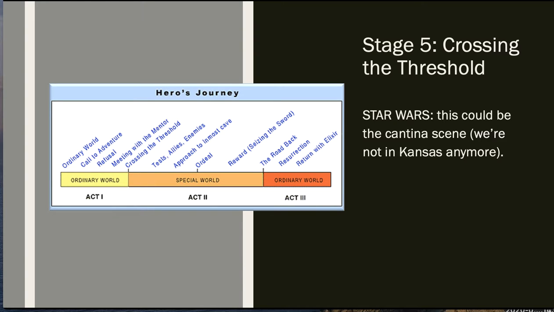In Star Wars, crossing the threshold could be the cantina scene. It's that sense of we're not in Kansas anymore. And once he's seen the weirdness that is the larger universe for him, he can't go back to his ordinary world, and he has committed to take this journey.